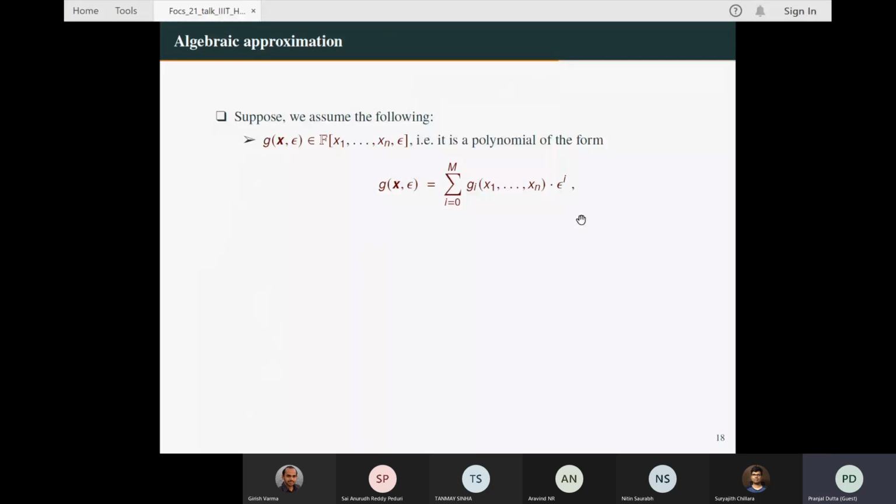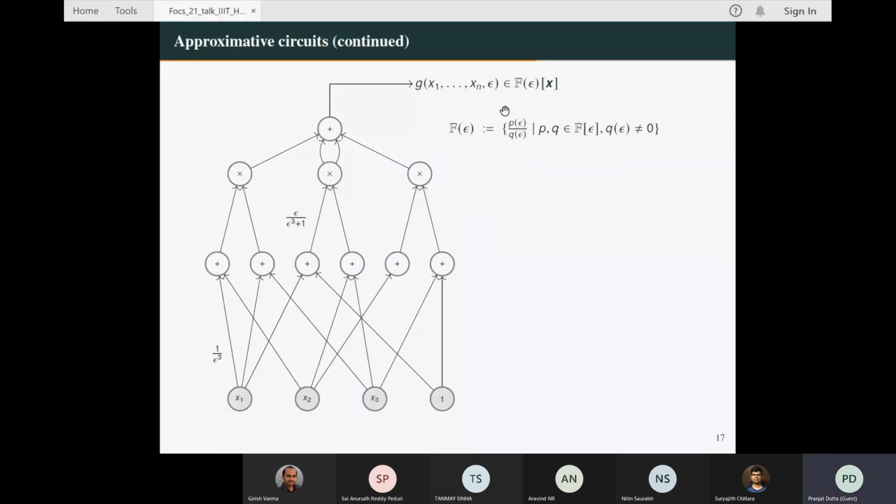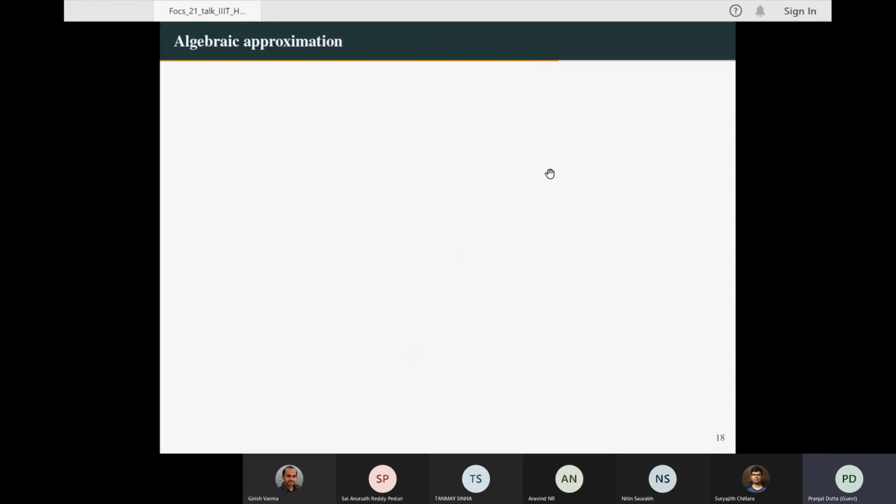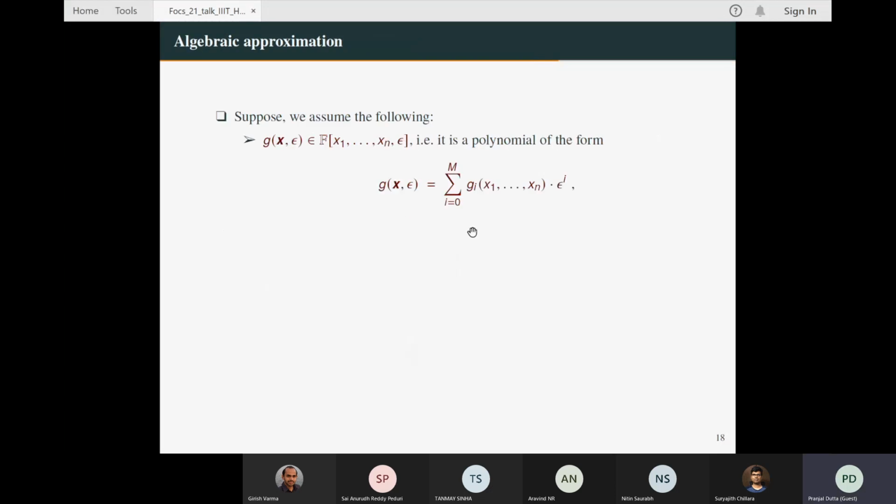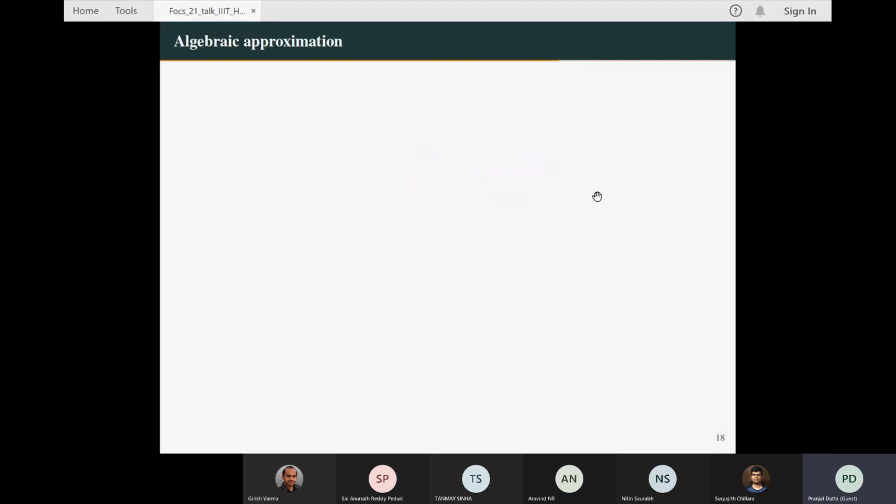Just a small catch here: the epsilon powers can be negative as well, as we are using 1 by epsilon cube and so on. But for our purpose, let's assume that ultimately it is cancelled, and it is a polynomial in epsilon as well. So not only is it a polynomial in x1 up to xn, it is also a polynomial in epsilon. There could be 1 by epsilon in the circuit, but it somehow gets cancelled.